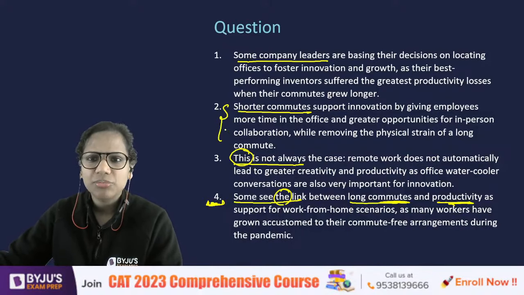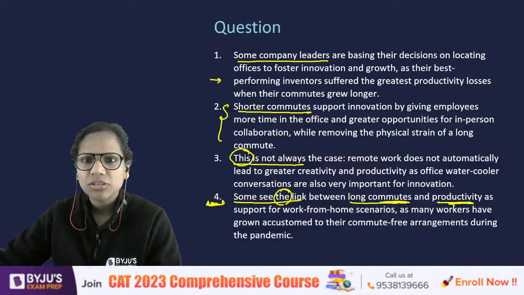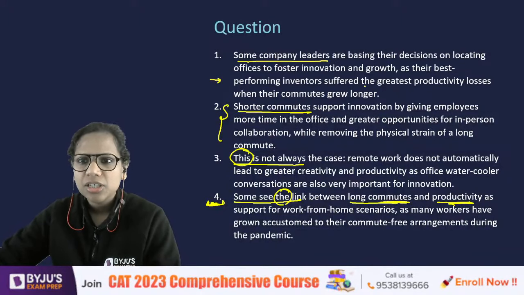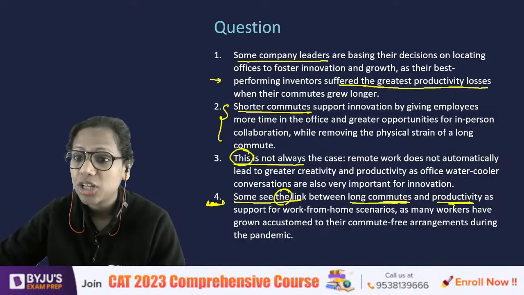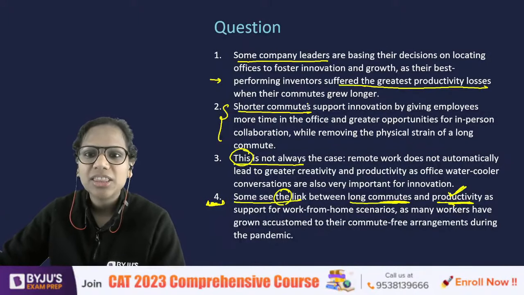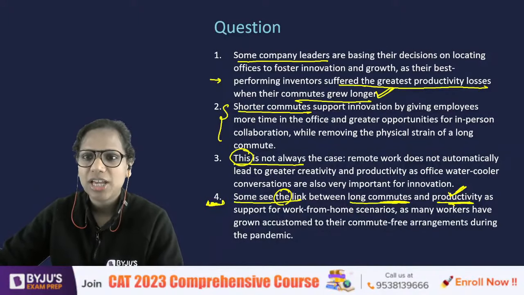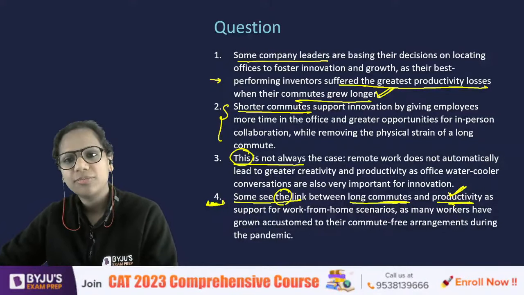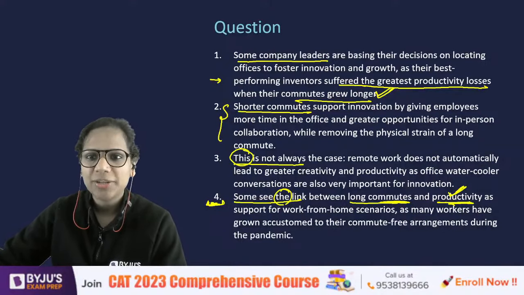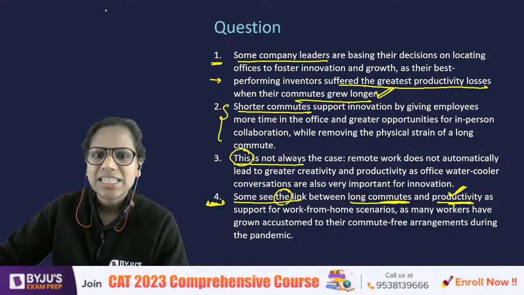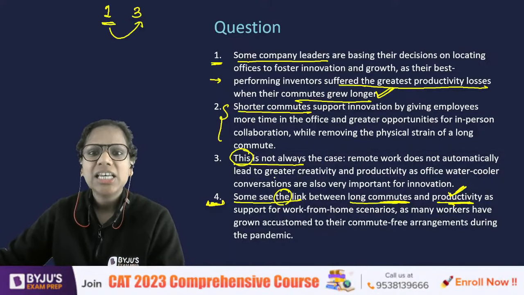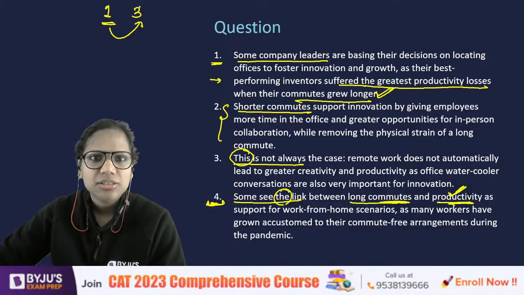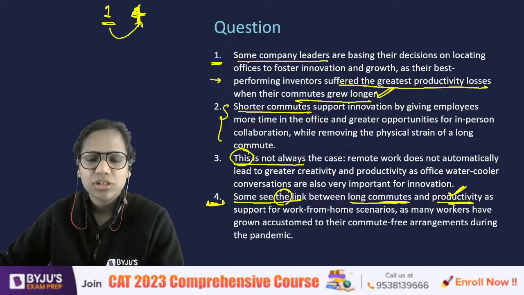This talks about shorter commutes, whereas this one focuses on the fact that the best performing inventors suffered the greatest productivity losses when their commutes grew longer. So that means I am establishing a link between long commutes and productivity here. Okay, so 1 is something that can precede 3 because I established this link here. Then I say some see the link, sorry, 1 comes before 4.